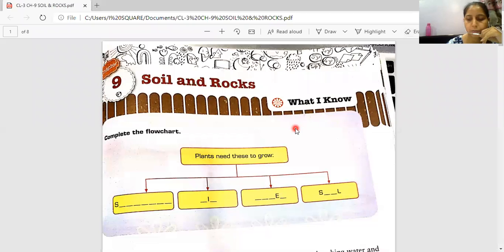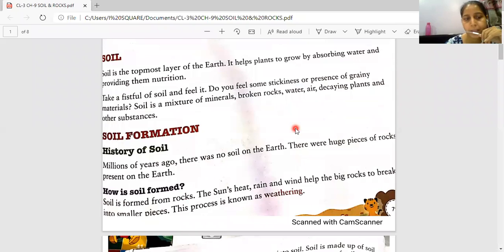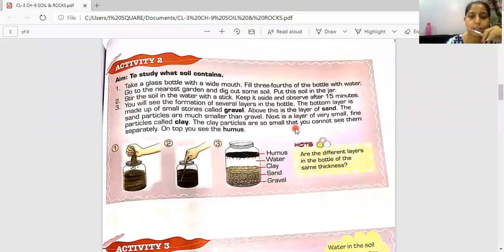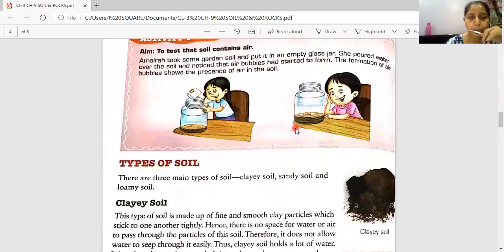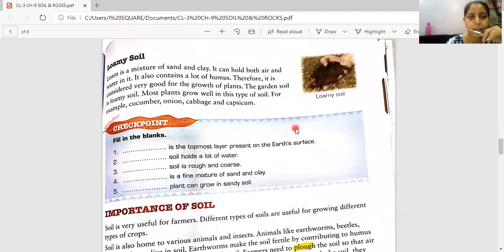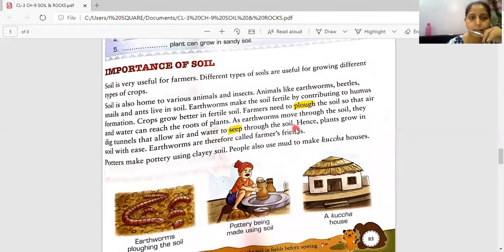This is the video for class 3, and the chapter we are discussing is chapter 9, Soil and Rocks. In the previous video, you all studied how soil is formed and what the different types of soil are. The types of soil were clay soil, sandy soil, and loamy soil. And today we are going to discuss the importance of soil.